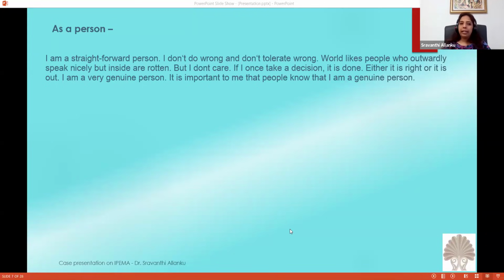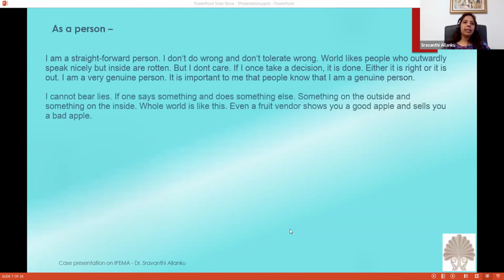So he's saying I'm a very genuine person. It is important to me that people know that I am a genuine person. I asked him, what exactly do you mean by this? What is a genuine person? He says, I cannot bear lies. If one says something and does something else, something on the outside and something on the inside.